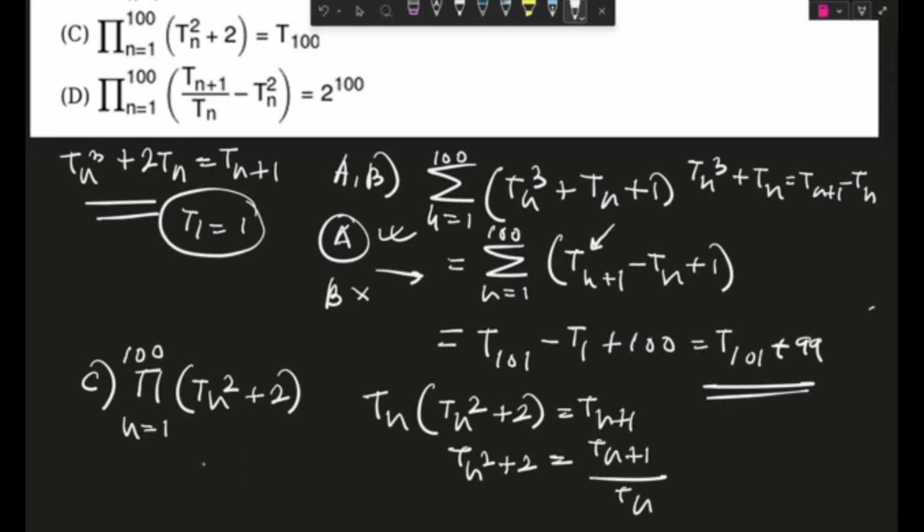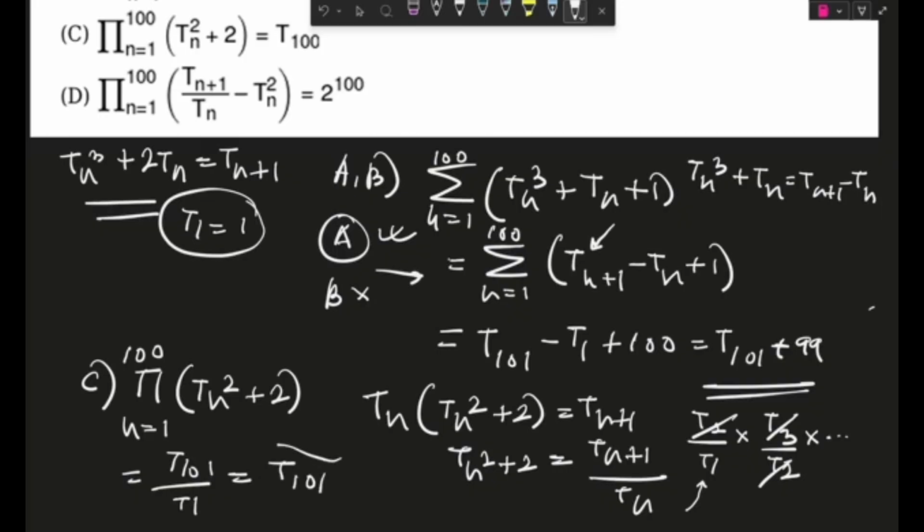Now if you do a pi to this thing, it will actually become your t2 by t1 into t3 by t2 and dot dot dot. So this and this if they get cancelled, this and this will again get cancelled. Basically in the first fraction if we have the denominator remaining, in the last fraction we will have the numerator remaining. So if you evaluate this, this will actually become your t101 by t1, or rather your t101. But our option C says it is t100, so option C becomes wrong.